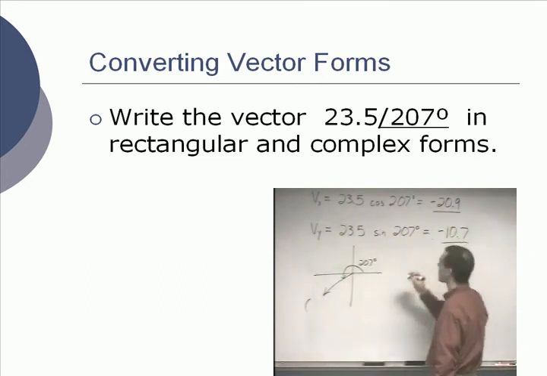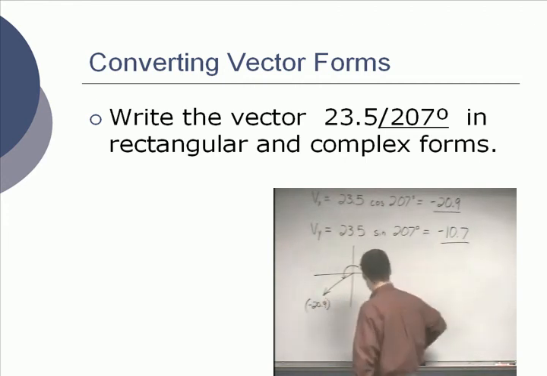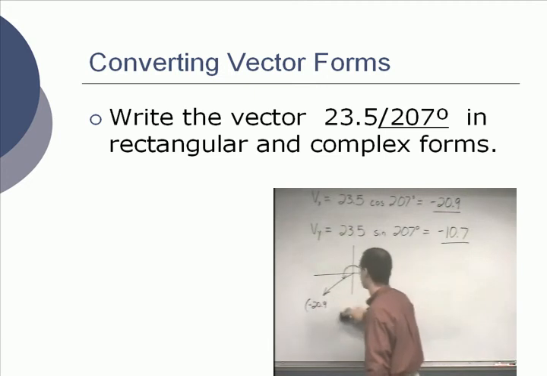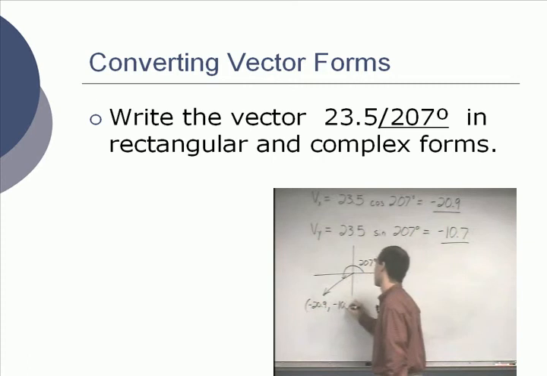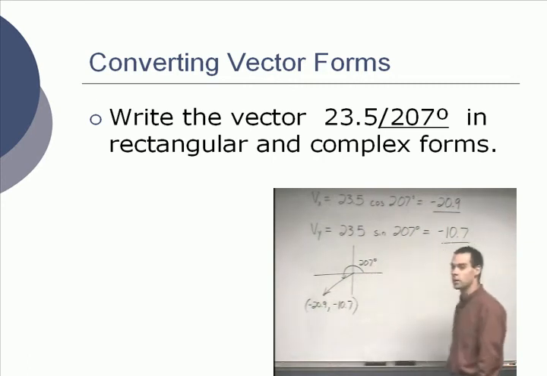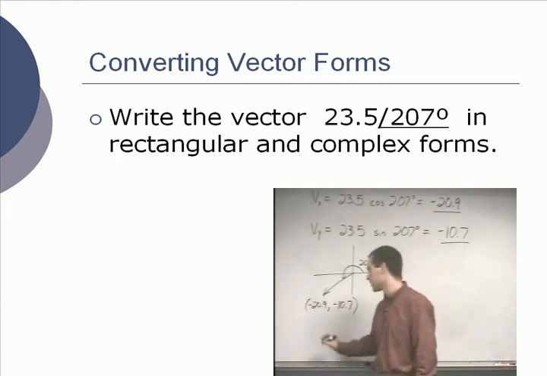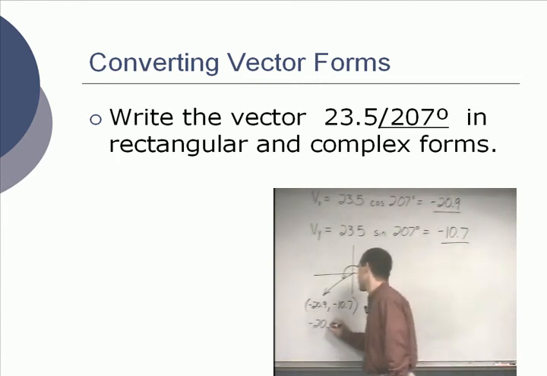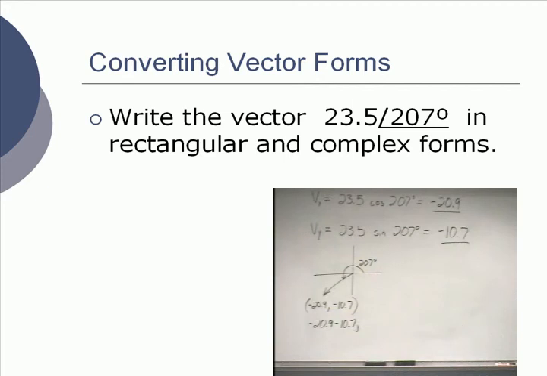So our tip is located at negative 20.9, negative 10.7. There it is. We're done with rectangular form. What about complex form? No math to do. Negative 20.9 minus 10.7j. We're done. Rectangular and complex forms.